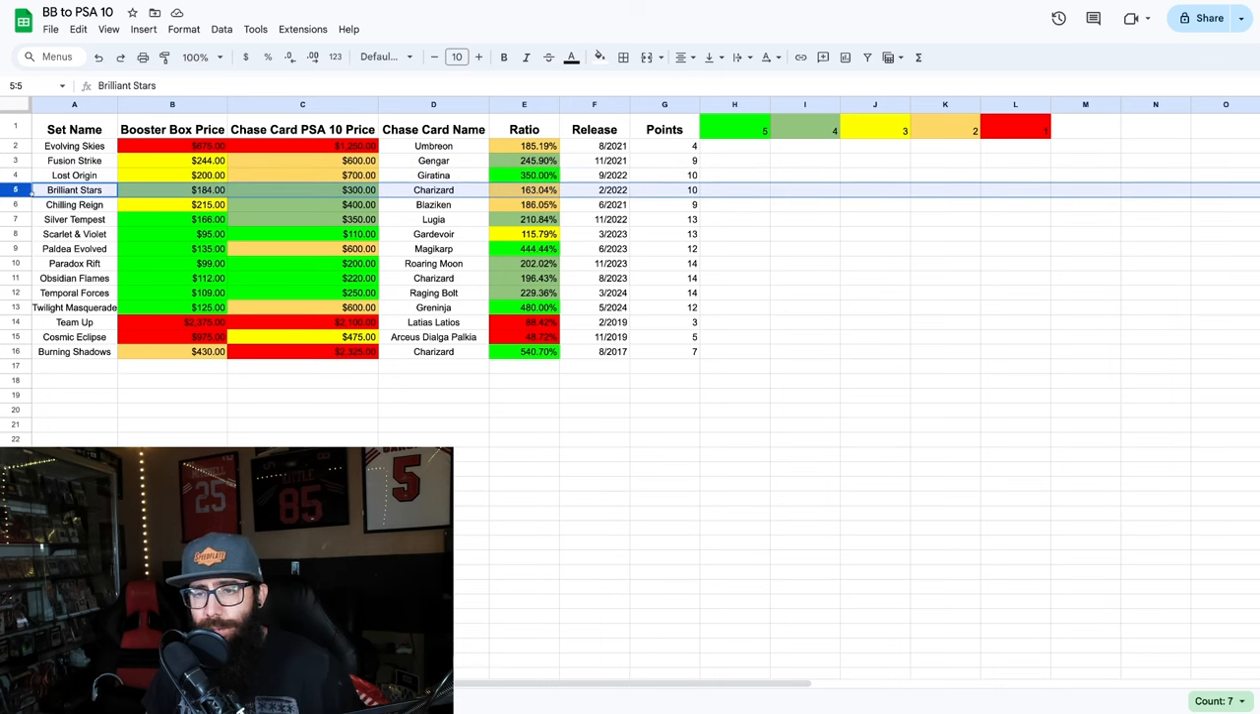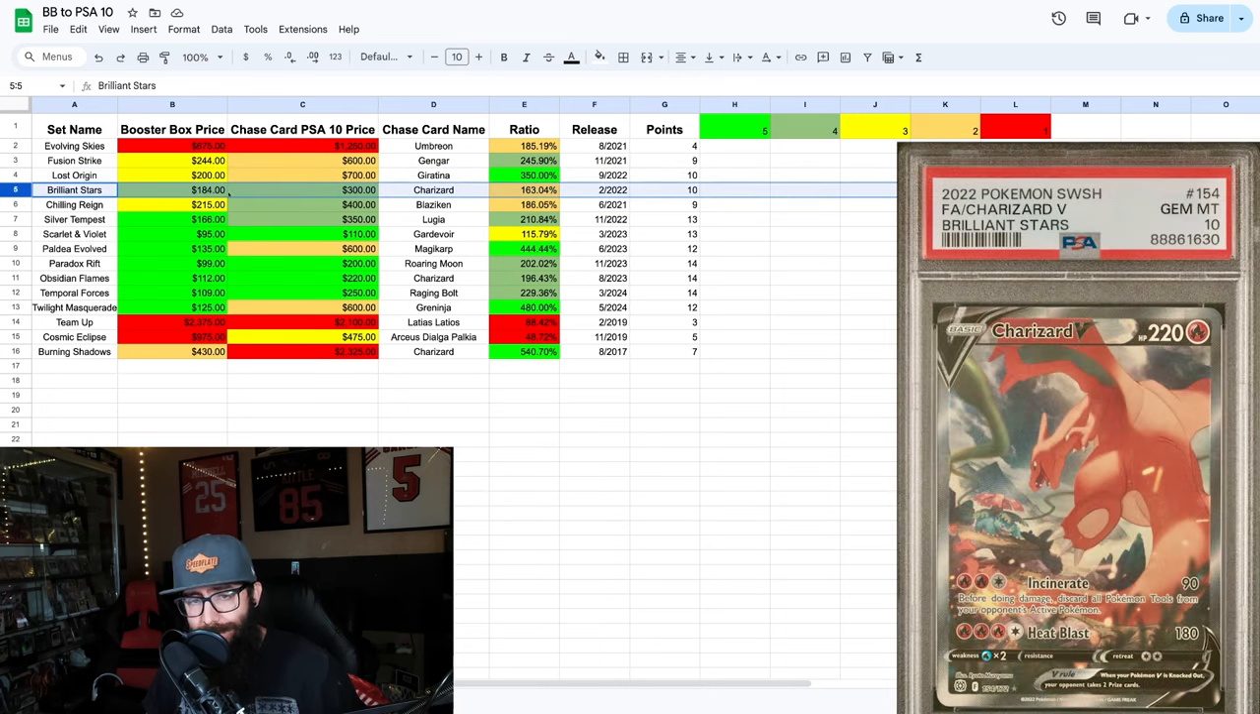Then we have Brilliant Stars, which is very interesting as well. We got the two of the darker greens here, 184 for a box and 300 for that Charizard. I still think that that Charizard is undervalued. I will die on that hill. I've said it before, I'll say it again. That is the best Charizard artwork we've ever gotten, just my opinion. I know it's a high population in a PSA 10, but so is the Umbreon, and Charizard carries some weight.